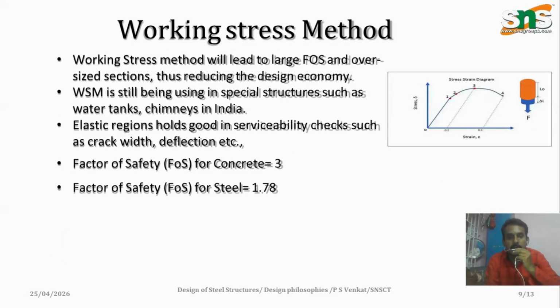Another major drawback is that it results in oversized sections due to high factors of safety, making the design uneconomical. However, it is still used in special structures like water tanks and chimneys. Typical factor of safety values are 3 for concrete and 1.78 for steel.